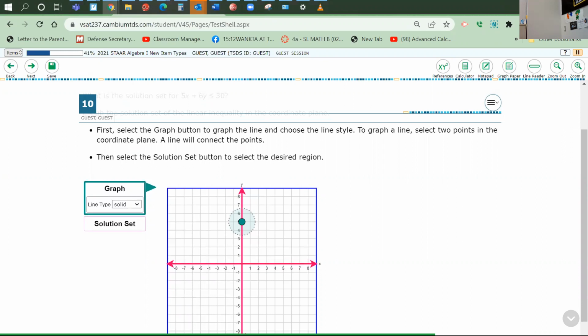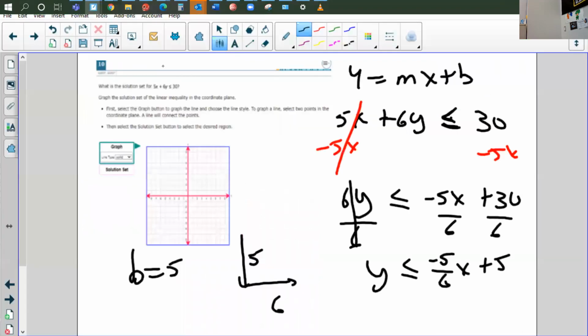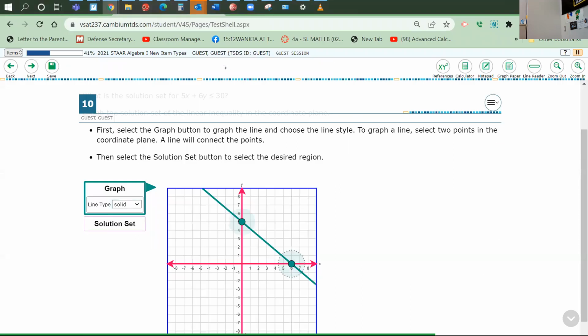Oh, I didn't pick my line, right? It's less than or equal to, okay, the line is solid, yes, solid. And then down 5 to the right 6. That's it right there. And now the solution set, right? Because it is y, when we solve it, we got y is less than or equal to, right? So therefore, we're going to shade below the line. So everything below the line, we're going to, oops, nuts. Oh, I didn't pick solution set. Got to do that first, and then you hit there. All right, below the line.